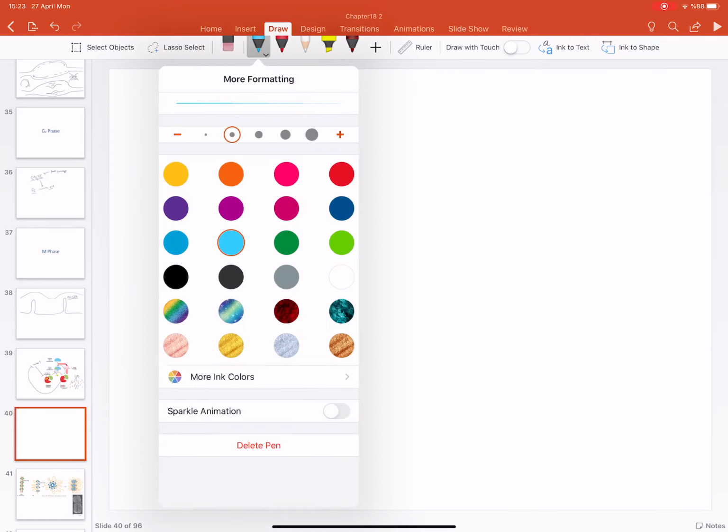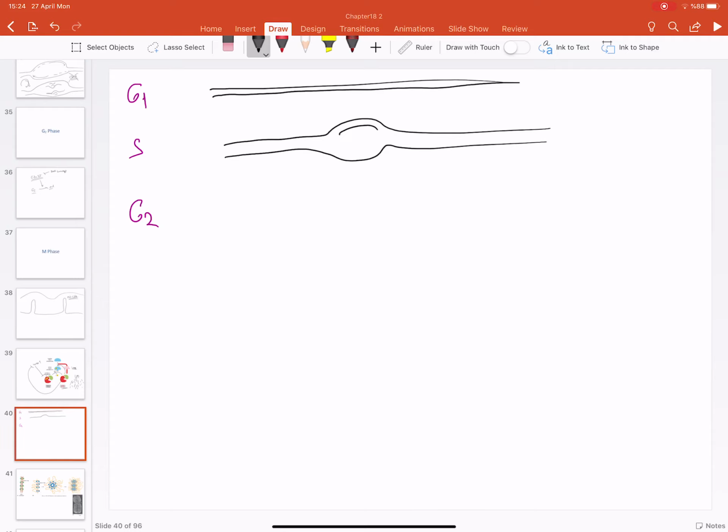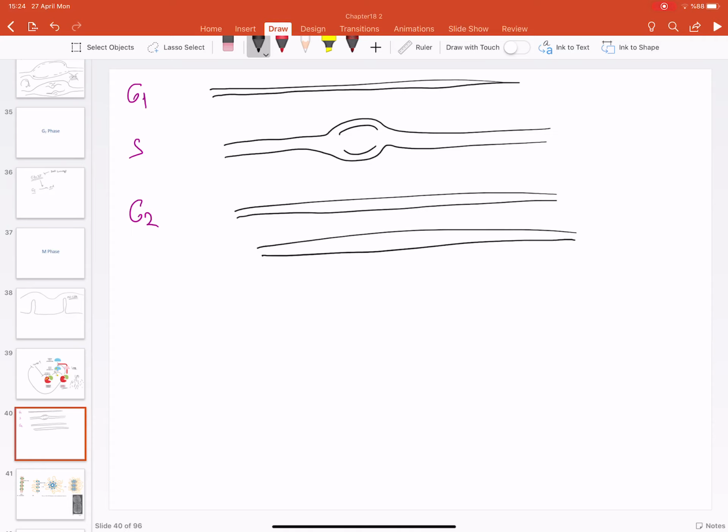Now we know that in the G1 phase, there is a DNA double helix. In the S phase, this DNA double helix is replicated. In the G2 phase, you have two DNA double helices, and these two DNA double helices are created by the DNA polymerase enzymes in the S phase, so we know that they are identical.